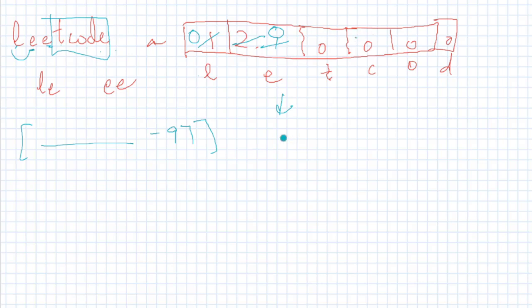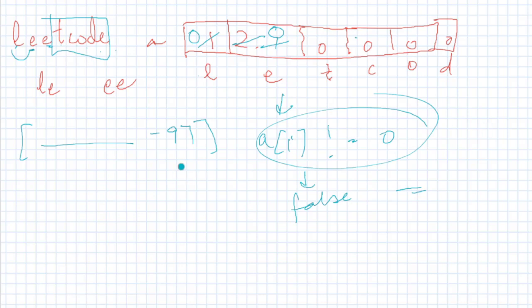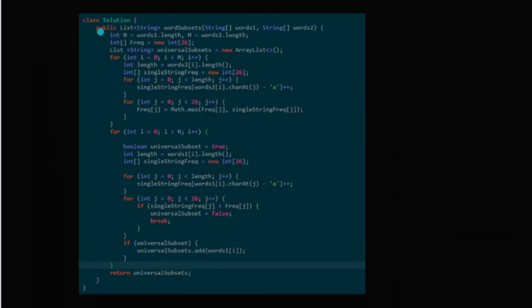Okay. Now, check if A of I is not equal to 0. If in this case, then return false or do not store it. But if all are equal to 0, then make a list and add this string to it. This is an easy solution. Now you can see how this goes on. See what we have done: taken word lengths, then a frequency array of 26, and a list to store the universal subsets. Move around, first store the single string frequency and then the maximum frequency as set, iterate and check for each and every word. If the single frequency is less than this, then obviously return false.